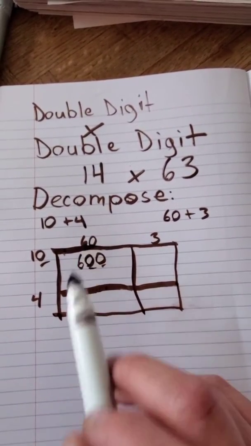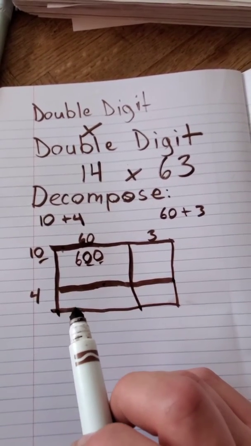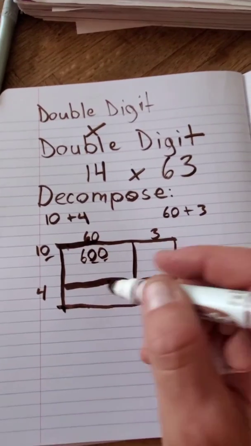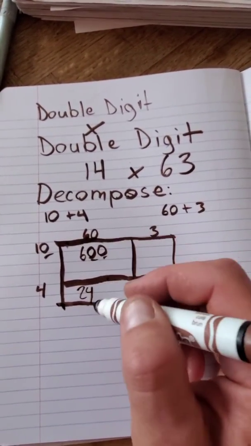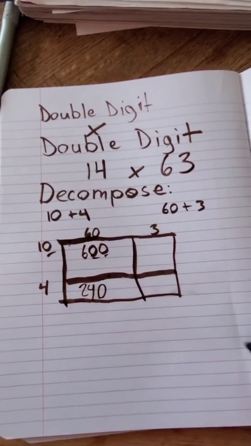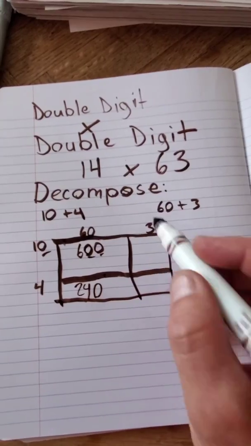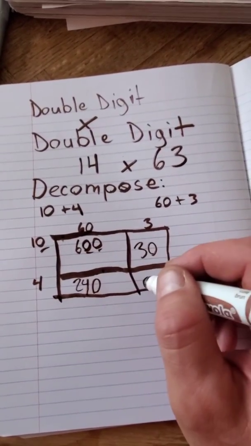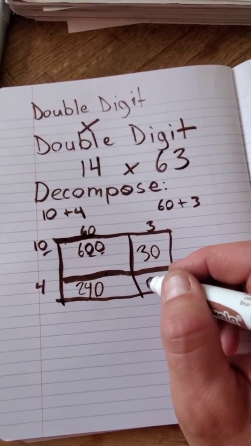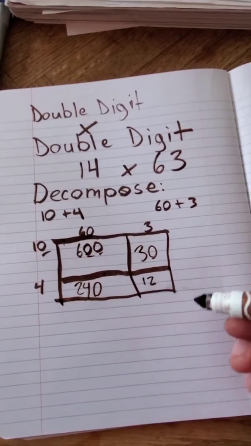4 times 60, you may not know 4 times 60, but you might know 4 times 6, which is 24. And again, there's 1 0. And then let's see, we do 10 times 3, which is, of course, 30. And 4 times 3, which we can take a second to figure out, is 12.